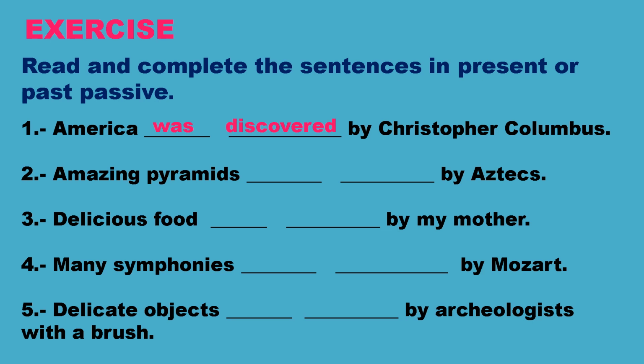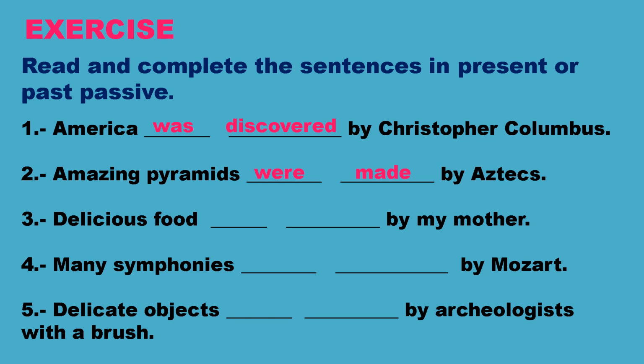Number two. Amazing pyramids by Aztecs. Again in past, children. But now we have amazing pyramids. Was or were? What do you think the verb? Remember the list? Regular or irregular verbs. All right, very good. Were made. Excellent.